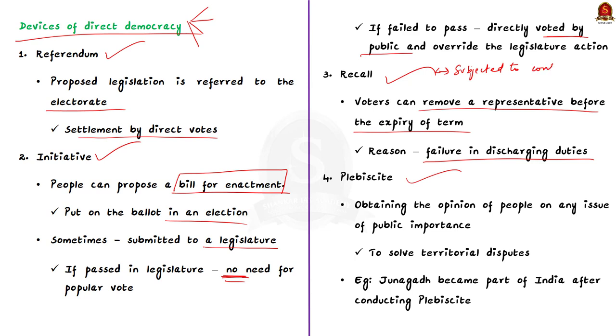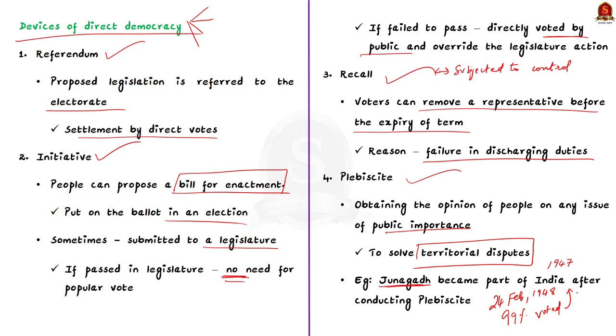And the final one is plebiscite. It is a method of obtaining the opinion of people on any issue of public importance. It is generally used to solve the territorial disputes. For example, after the partition of India and Pakistan in the year 1947, the Indian government made consistent efforts to persuade the Nawab of Junagadh to accede to India, but he did not agree. The Nawab wanted to join Pakistan. So, to resolve this issue, on 24th February 1948, a plebiscite was held in Junagadh. And in that plebiscite, 99% of the predominantly Hindu population of Junagadh voted to join India. And this is how Junagadh became part of India.